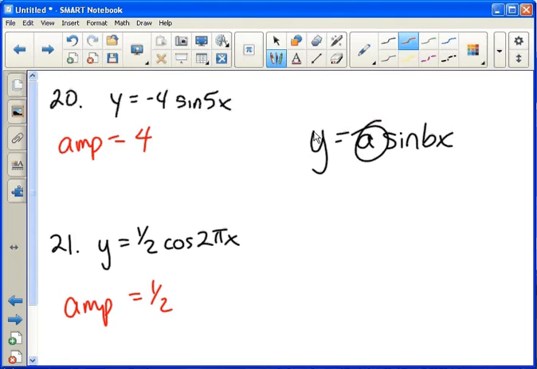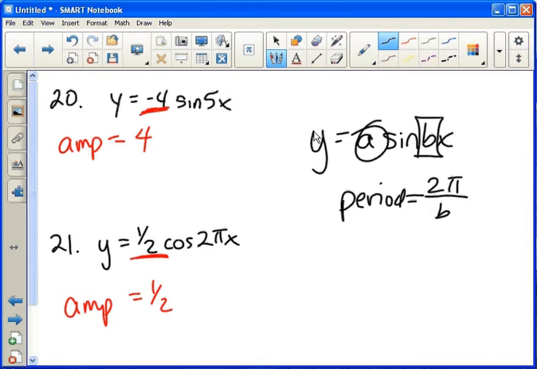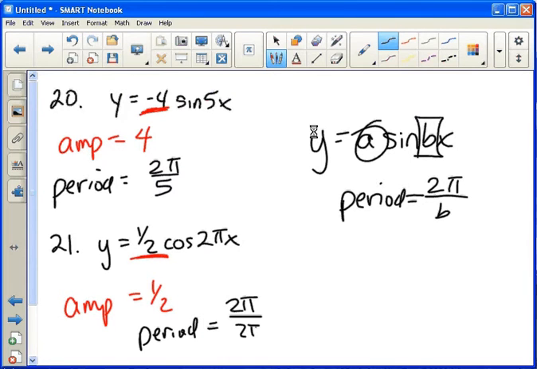Now the period, you have to use a little more math. It's 2 pi over b. So the period is equal to 2 pi divided by your b, and b is the number in front of x. So our period for number 20 is 2 pi over 5, and our period for number 21 is 2 pi over 2 pi, which is 1. So again, I just took my b and put it underneath 2 pi.